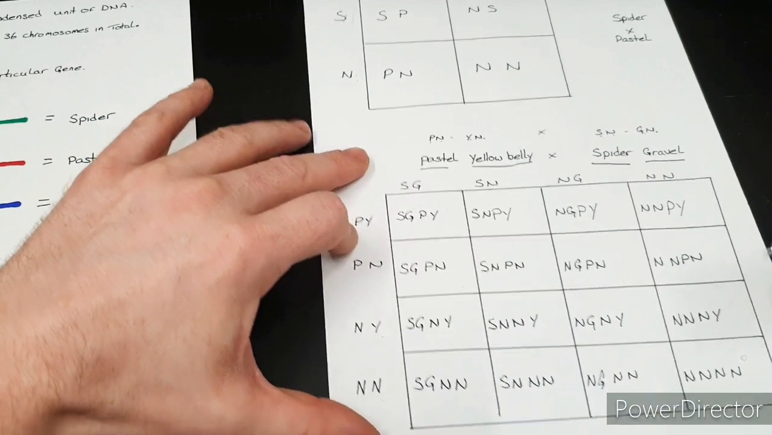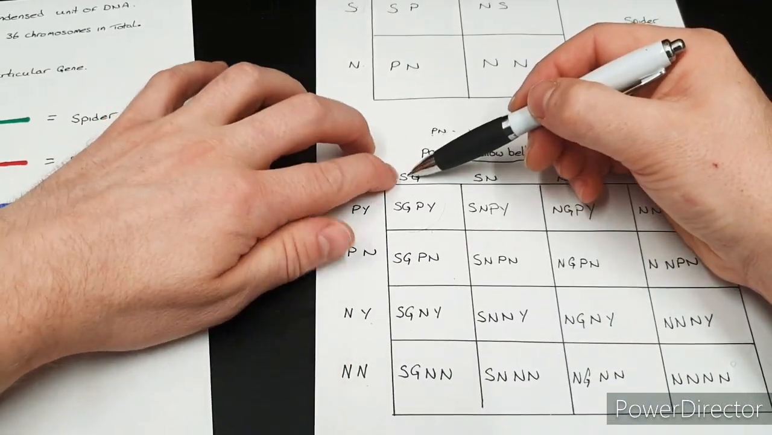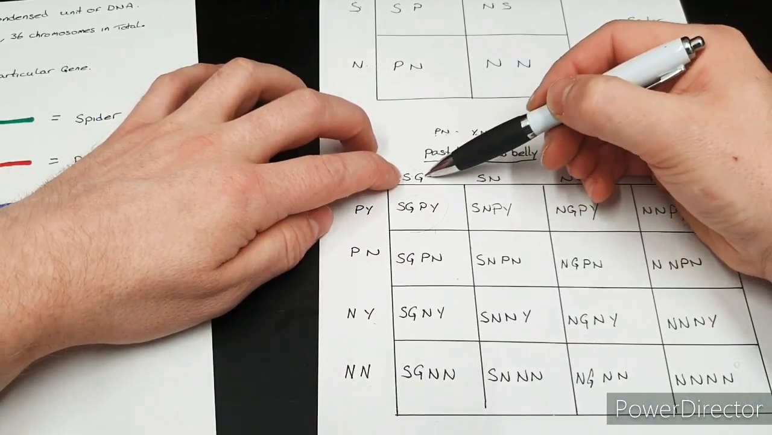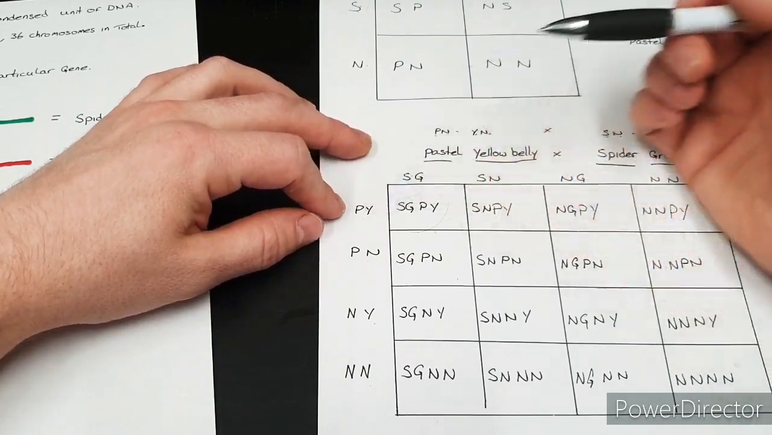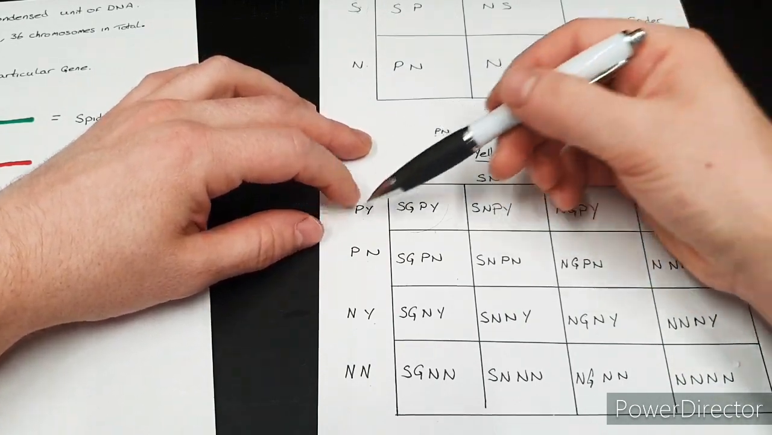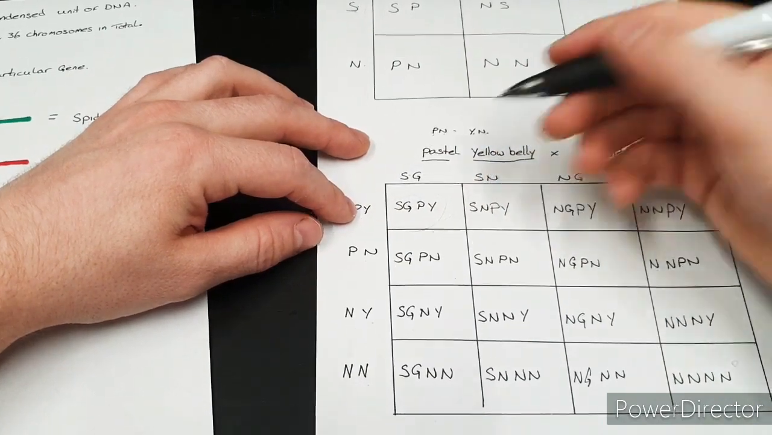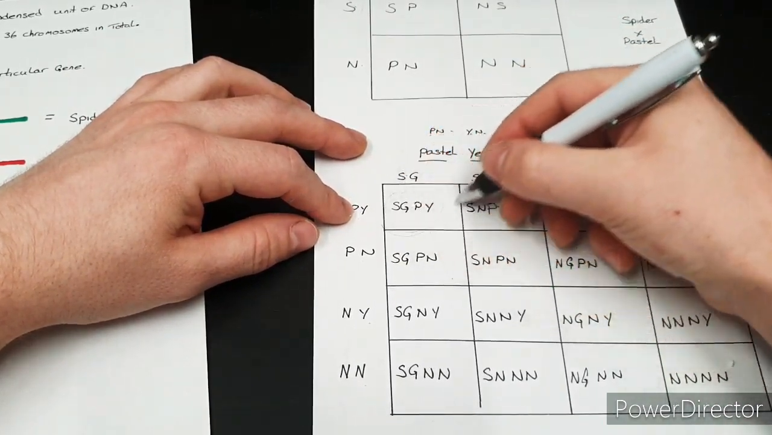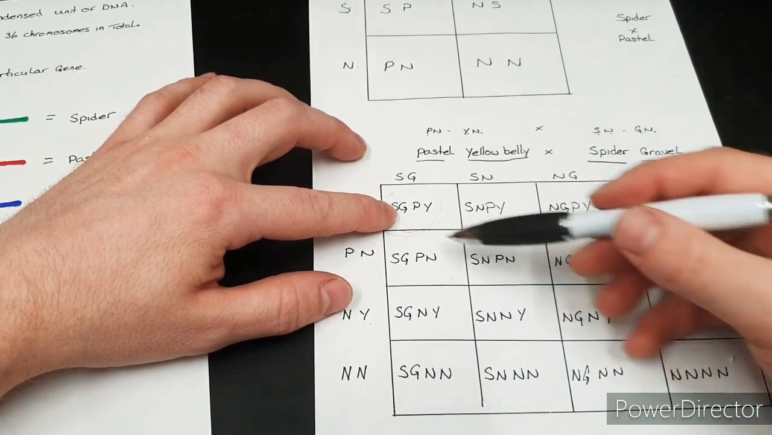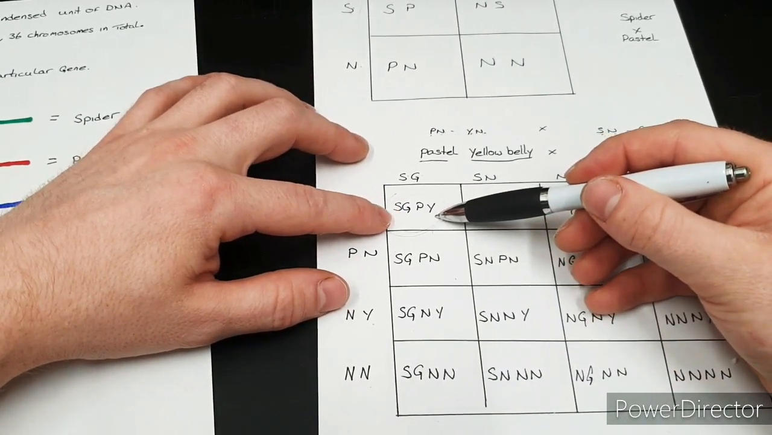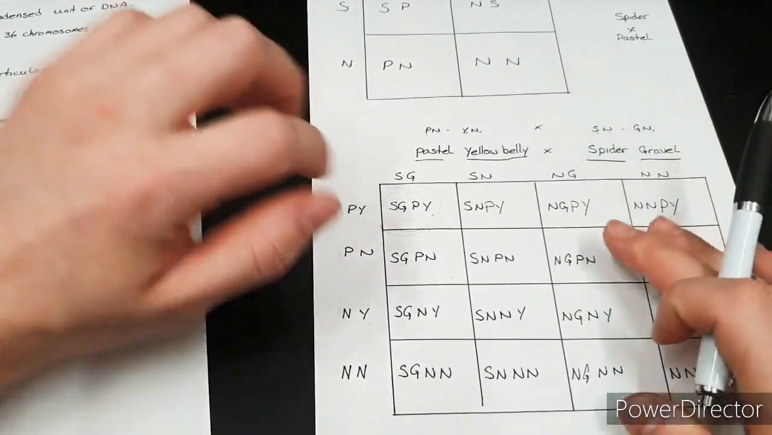So anything with an S in it has one copy of the spider gene. If it has a G, one copy of the gravel gene. If it has a P, it has a copy of pastel. Y has a copy of yellow belly. So this would be the one you'd be aiming for. So that gives you a 1 in 16 chance of hitting odds.